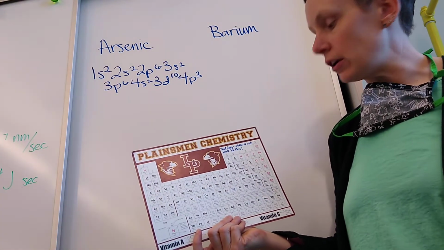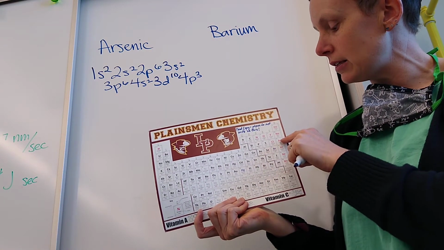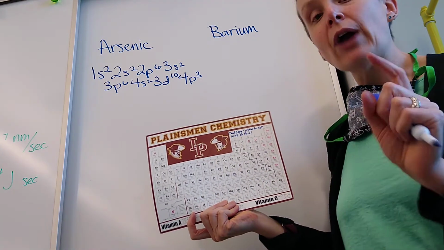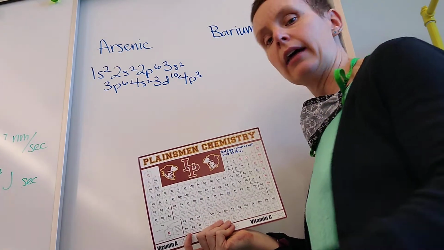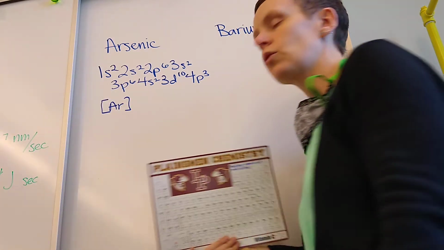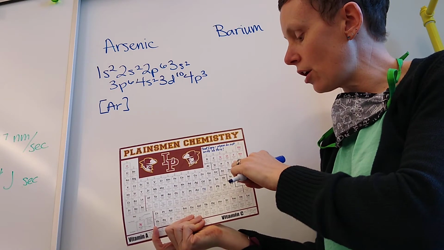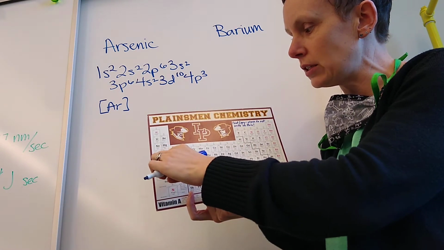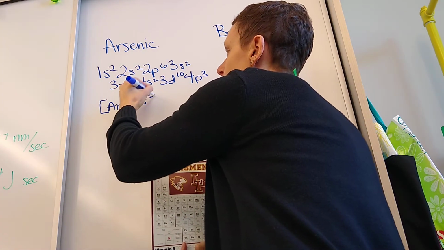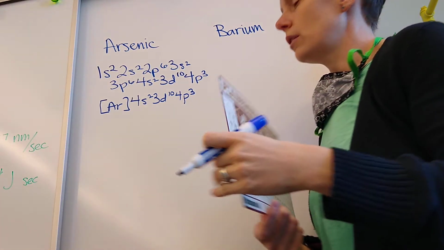Now, abbreviated for arsenic. Abbreviated means you start with the previous noble gas. Well, arsenic's previous noble gas is argon. Remember, your noble gases are all right here, group 18. So argon, in square brackets, not parentheses, Ar. All right, then you finish the electron configuration, everything that comes after argon to get to arsenic. So after argon, we have 4s2, 3d10, 4p3. Okay? So there's the arsenic.